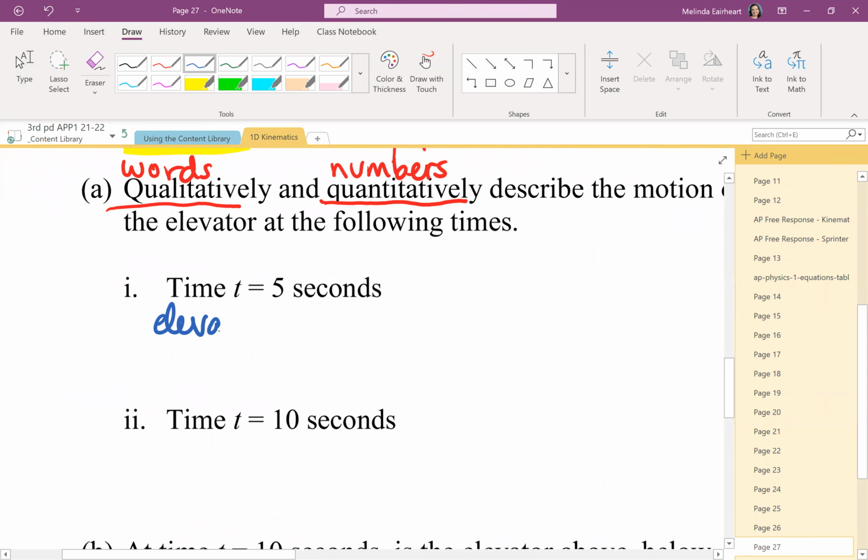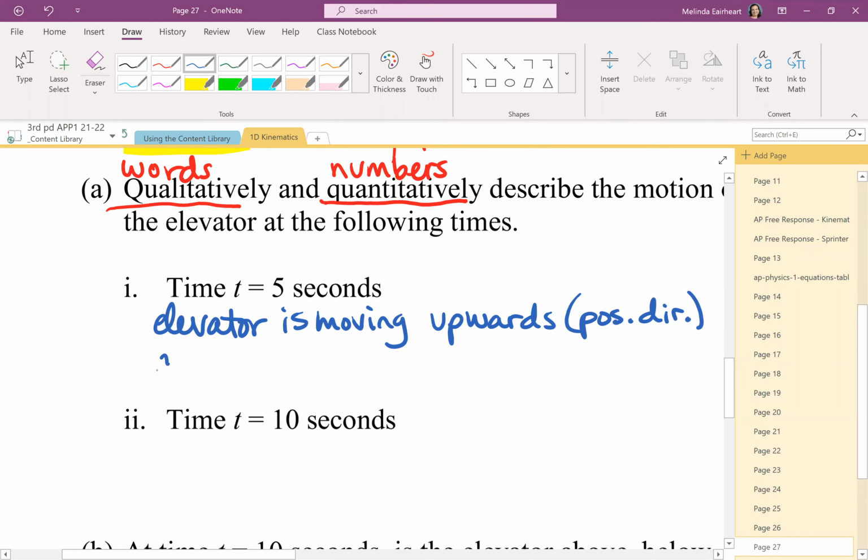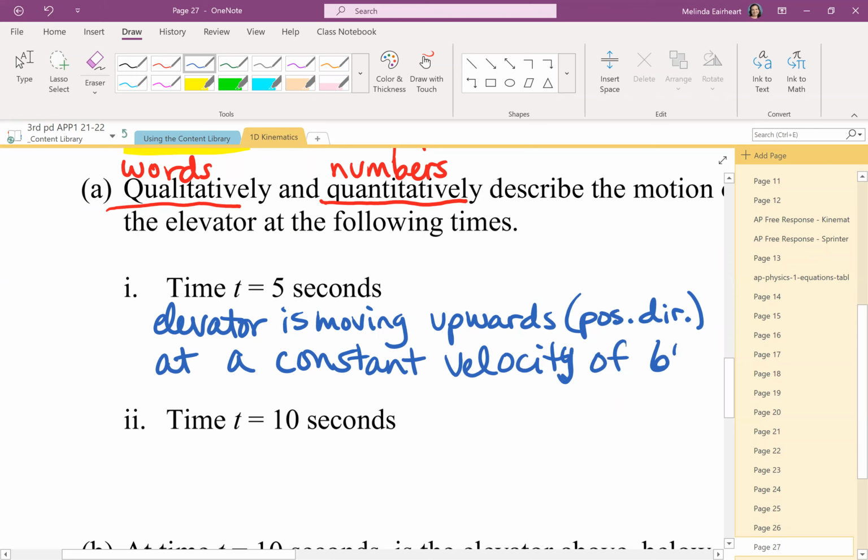And so elevator, object, if you said object, that's totally fine, okay? Just don't say the dog. If you say the dog when it's an elevator or car, that can be a little confusing. So either keep it generic, object, or be specific with elevator. And here's another tip, don't say "it." Some problems have more than one object. So if you just say "it," are you talking about the red ball or blue ball, right? So the elevator is moving upwards, or you can just say positive direction, at a constant velocity of 6 meters per second.